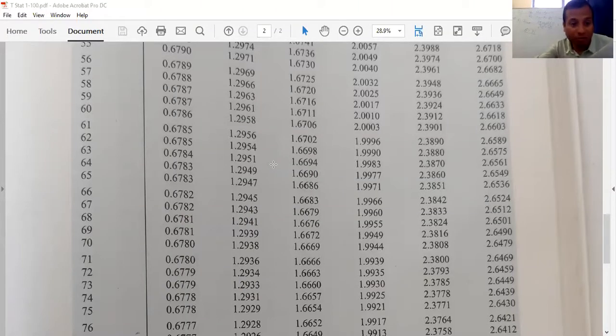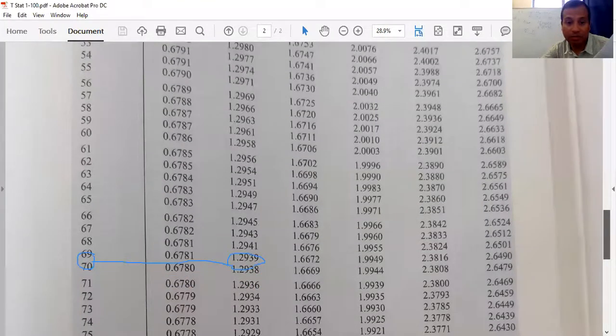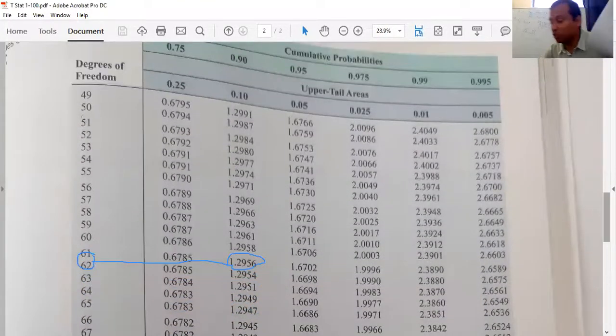So degrees of freedom is 71 here, and the T-stats value is 1.275. So let me see, 1.275. Yes, 1.2936 is the closest one. Okay. So what is the corresponding p value? Anyone? Two tails, so second row, second column. So 0.10.